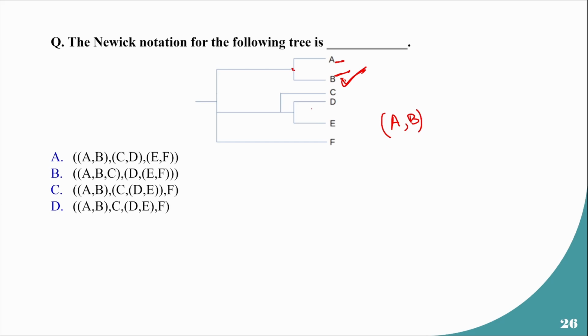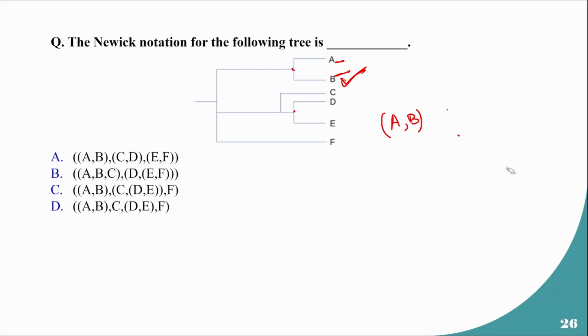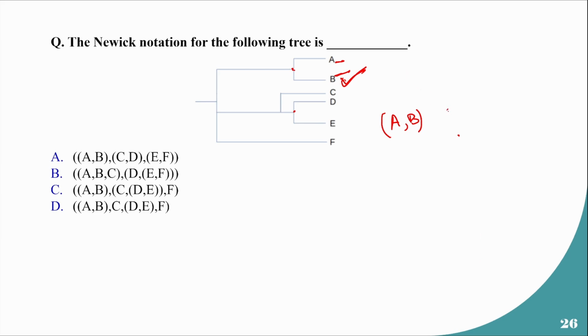Now another observation here: D and E are connected through a common point. So let's say we put D and E and then put a parenthesis around them. With this unit, we see another node, which is C, connected right here. So you put C here and then again group this entire thing together, because C is connected to D and E as a whole, through the common point of D and E.